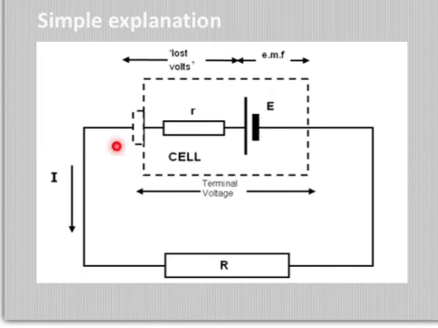This is how we should draw a real cell. This is the symbol of a cell, and in series with it is this resistor representing the internal resistance of the cell. The symbol is small r.